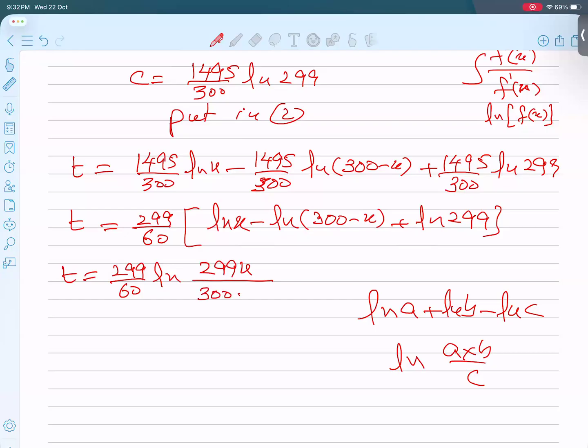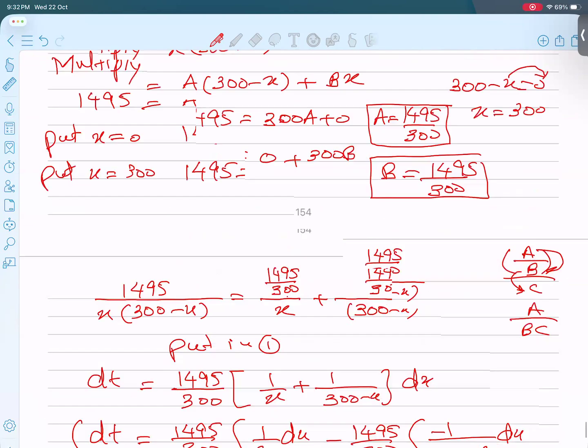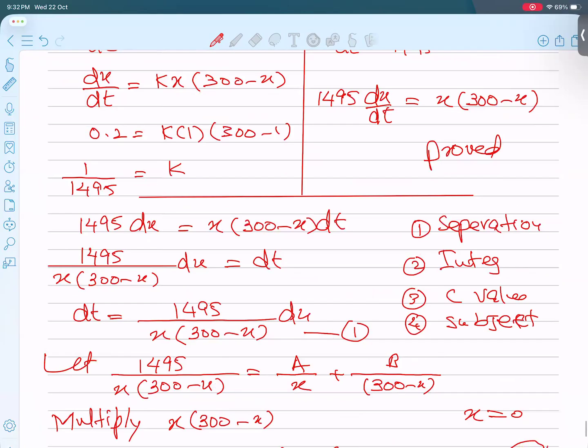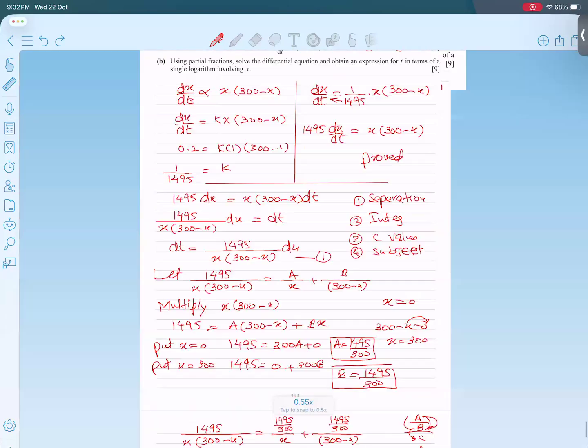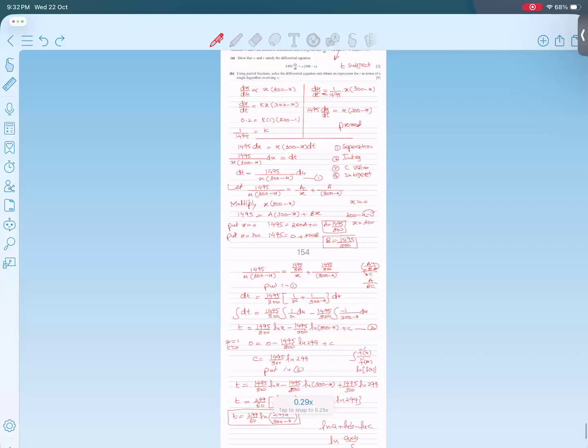So 300 minus x. Alhamdulillah Rabbil Alameen, we have done it. So this is completely in the bracket. And what he was asking, go back and check it: he said make t in terms of x in a single format. Alhamdulillah Rabbil Alameen, the question is completely over.